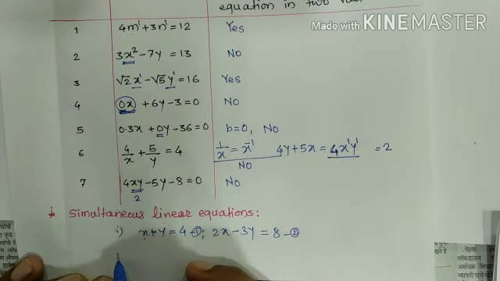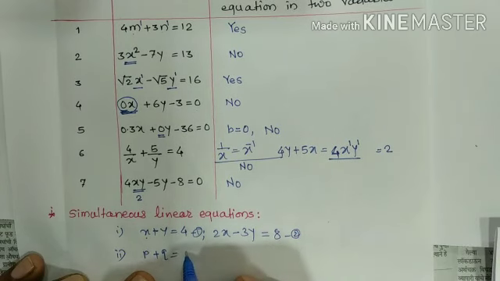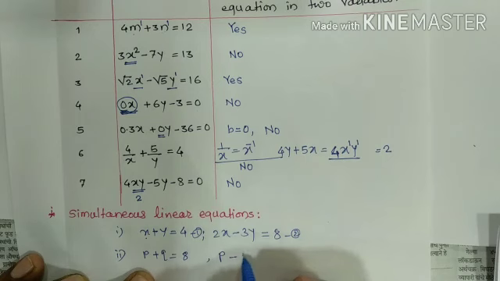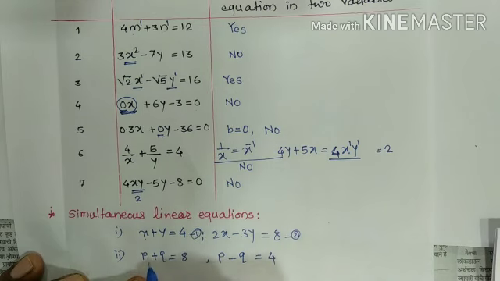Also we write p plus q equals 8 and p minus q equals 4. Here in these two equations, two variables are used which are the same, p and q. These are linear equations in two variables. That's why these are also simultaneous linear equations.